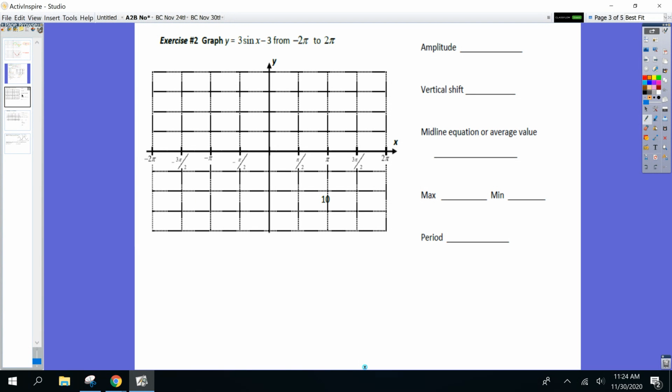Next one. 3 sine x minus 3. And we're only going to graph from 0 to 2 pi. I won't go in the negative direction. I am always going to tell you to do this before you graph. Find the max and min first. Find the max and min before you graph. It just makes graphing so much easier if you guys already know what the max and min are and don't have to find it as you graph.